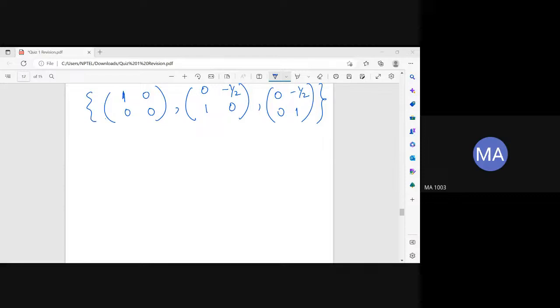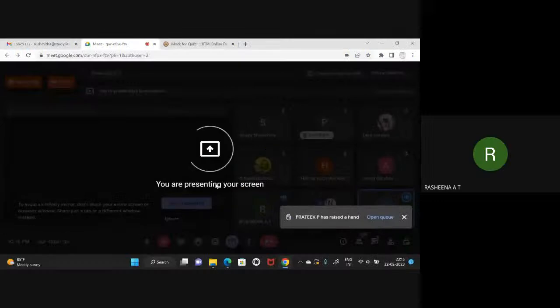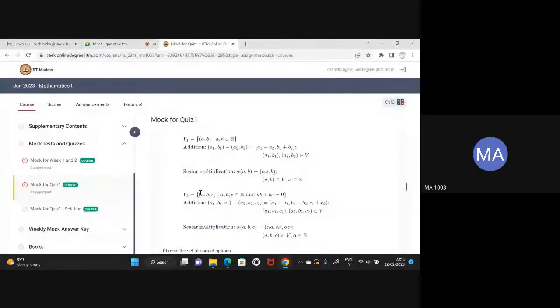V1 has the usual addition, right? A1 is added with A2. Can you see my screen? No, ma'am. Why am I not presenting the entire window? Now can you see? So this is V1. V1 has usual addition, right? Yes, ma'am. A1 plus A2 component-wise addition, B1 plus B2, the second component.